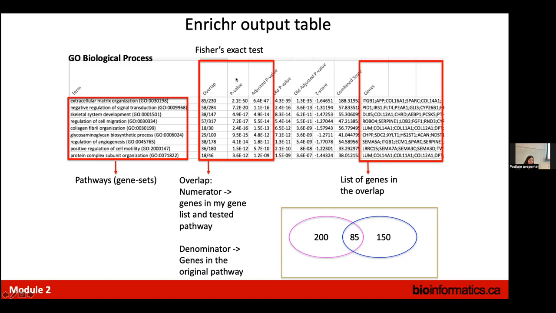And here the second column is the nominal p-value, and the third column is the adjusted p-value. This is the column that we are going to take to select our pathways that are enriched. And this column here is also nice when the tools have it: the names of the genes that are in the overlap for each pathway.